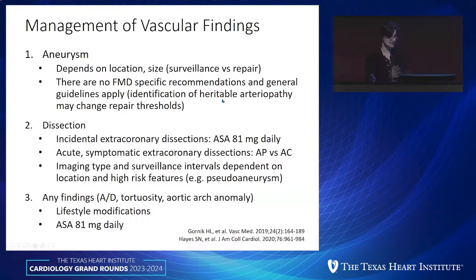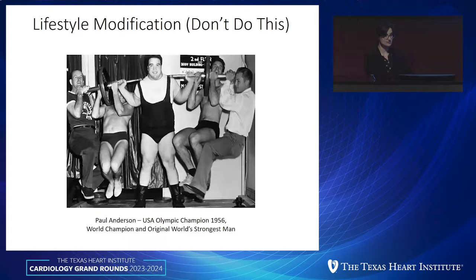When it comes to dissection, if it's incidentally identified, aspirin 81 milligrams a day is all I do. For the acute symptomatic extracoronary dissection that is not in the intracranial circulation, I tend towards anticoagulation over antiplatelet therapy. There's a lot of controversy about that, but it ends up being case specific. And then your surveillance is going to depend on whether or not there's any high-risk features. For other findings, aneurysm, dissection, tortuosity, aortic arch anomalies, lifestyle modifications, which I'll talk to you about, and then again, aspirin 81 milligrams daily.